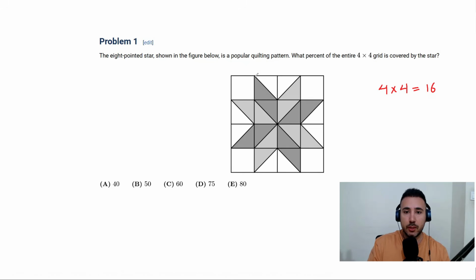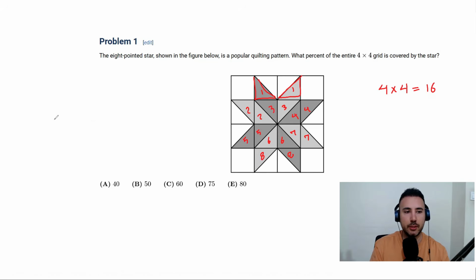So we know two of these together will become one full small square, right? So let's just count them. One, this one and this one, two, three, four, this one and this one, five, these two, six, seven, and then eight. So every two of the triangles was one.